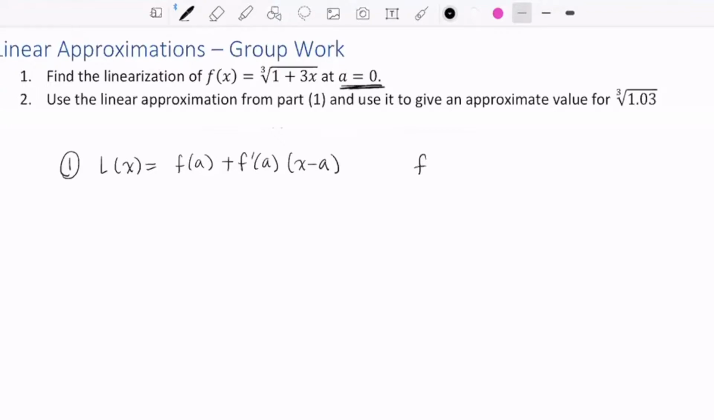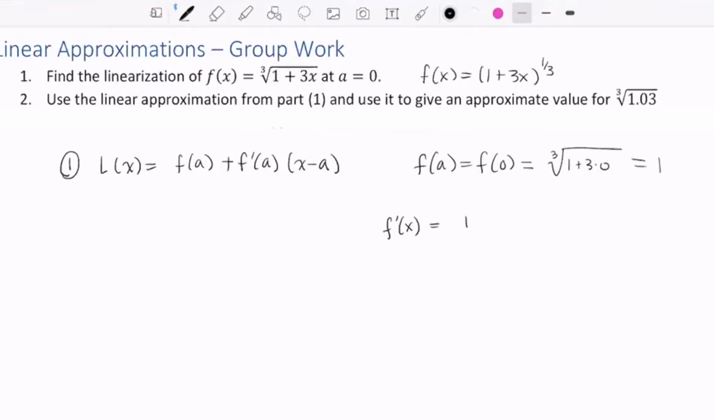All right, so now let's find the derivative of f. So f prime of x, and I can rewrite f of x really quickly just to make my derivative easier: 1 plus 3x to the 1/3 power. So this is 1/3 times 1 plus 3x, and then here I have 1/3 minus 1 power. And then I have to use the chain rule because I have a function in a function. So I'm going to multiply by the derivative of 1 plus 3x, and that derivative is going to be 0 plus 3, so just 3.